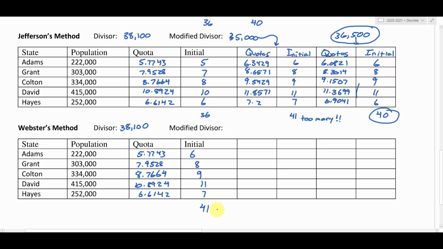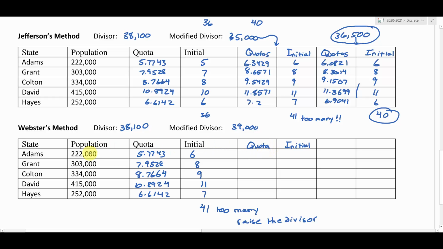And if you add those together correctly, you'll get 41, which is too many. And if you recall from the last notes, when you get too many, you have to raise the divisor. That way you know at least which direction to go. So if you get too many, you raise it up. If you get too few, you lower it down. Okay, so we're going to get a new quota and a new initial, and let's hope that we guess a good one. I'm going to go up just a little bit. I'm going to go from 38,000 to 39,000 here and hope that I get it right this time.